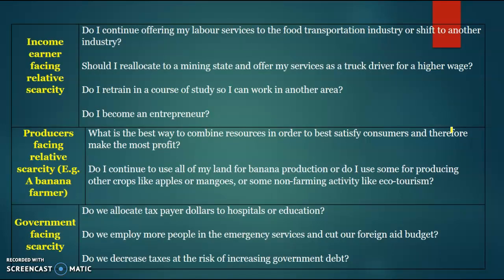So when we're talking about relative scarcity, it can face different people. So individuals can face relative scarcity when they're working out where to allocate their scarce labor resources, what they want to do for the rest of their lives. So producers, when they're trying to work out the best way to produce. So are we going to use our land to make bananas? Or are we going to use it for mangoes? The government faces scarcity because they have a limited amount of funds, and they need to work out where they're going to allocate those funds as well.